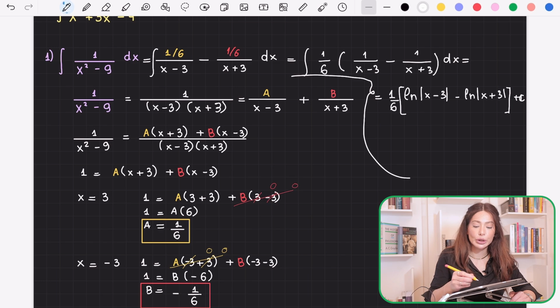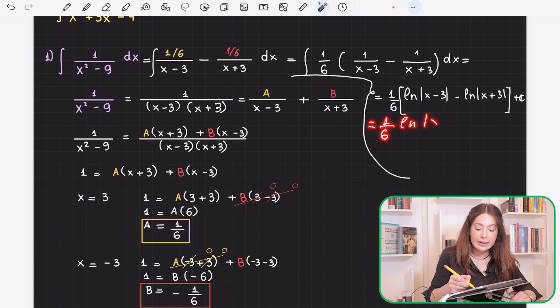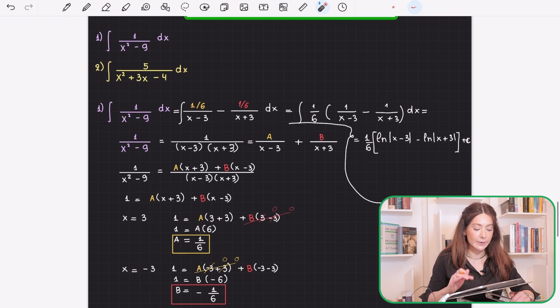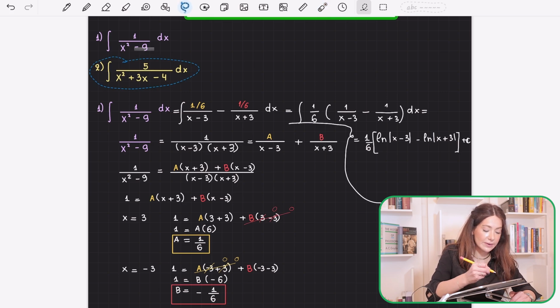Constant of integration. You can use log rules and say that this entire thing equals 1/6 ln of (x minus 3)/(x plus 3) plus a constant of integration. But this is the final answer, and you can stop there, okay? So this is how you do that. Now let's try to solve the second one.